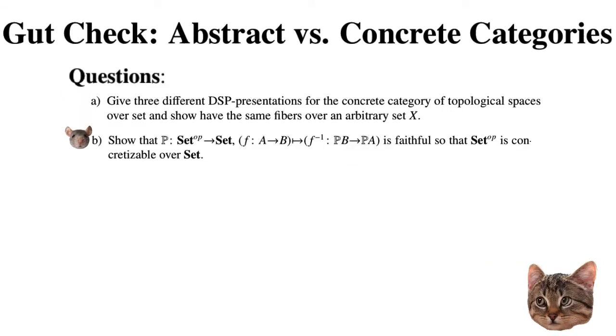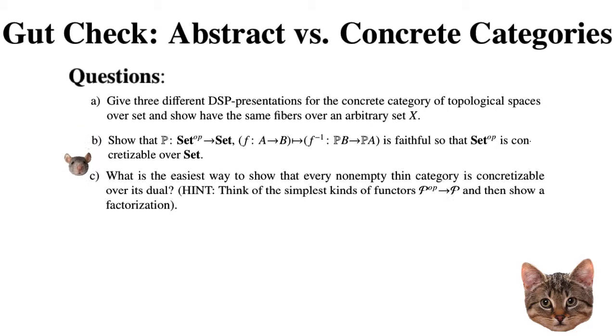B, show that the power set functor, which takes the opposite category of sets to Set, is faithful, so that Set^op is concretizable over Set. C, what is the easiest way to show that every non-empty thin category is concretizable over its dual? And a hint we give is that you should think of the simplest kinds of functors and then show that there is a factorization.